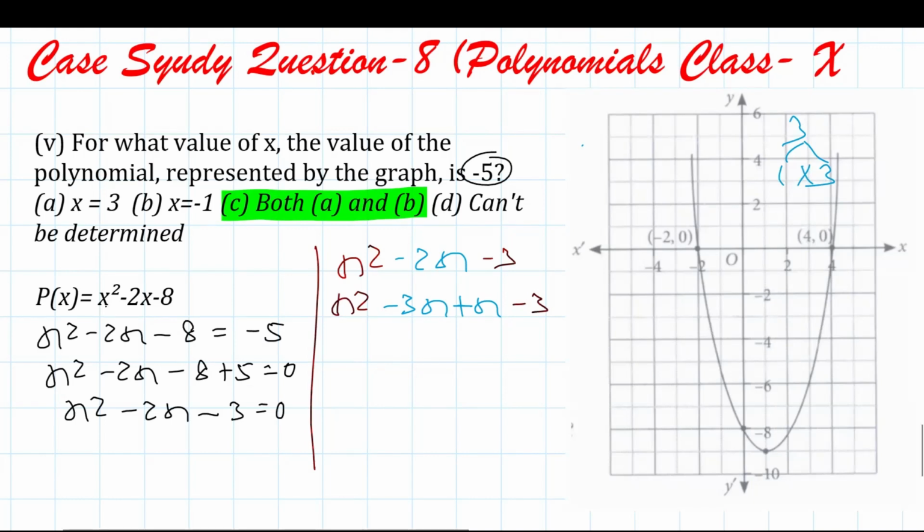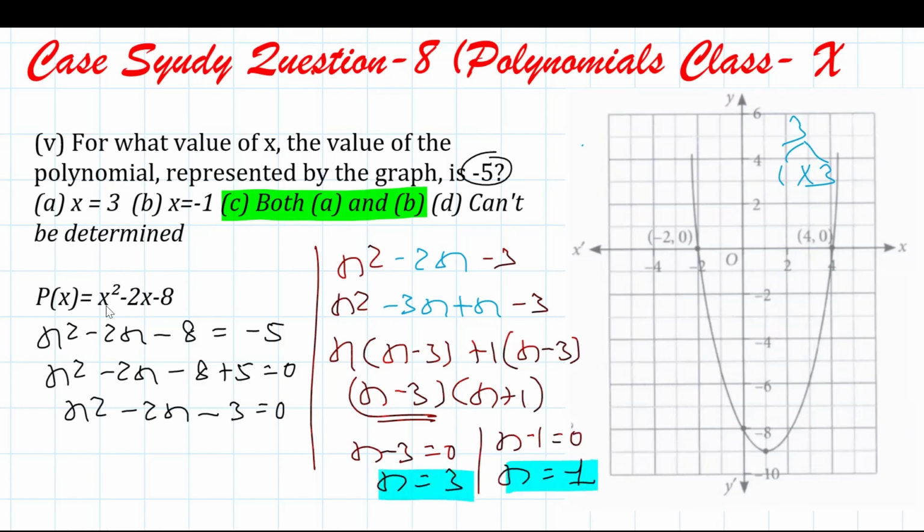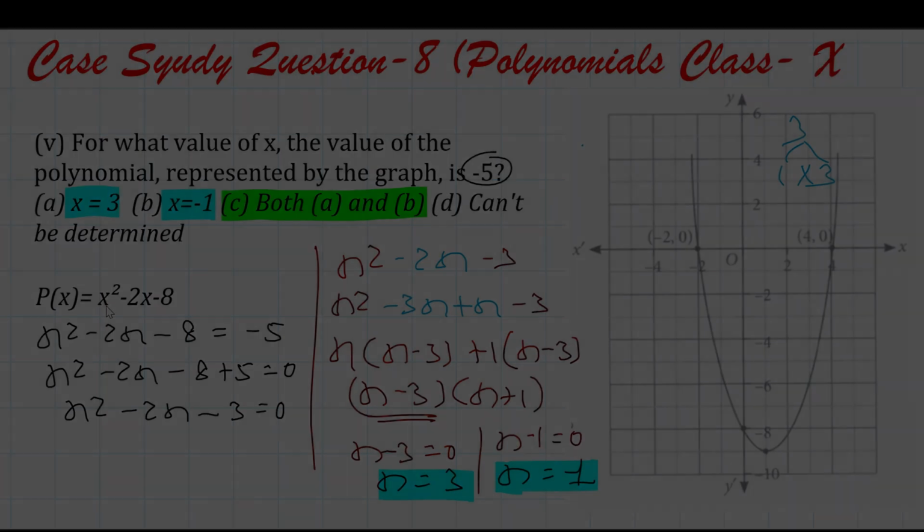Now, if I take x common between the first two terms, it is x into x minus 3. Common between the last two terms is 1, so it is x minus 3 again. So it's x minus 3 into x plus 1. Now, equate this with 0. On equating this factor with 0, we got x equal to 3, and equating the other factor with 0, I got x equal to minus 1. Check, isn't that the same answer? Yeah. So this method we will apply in case it is not an MCQ.